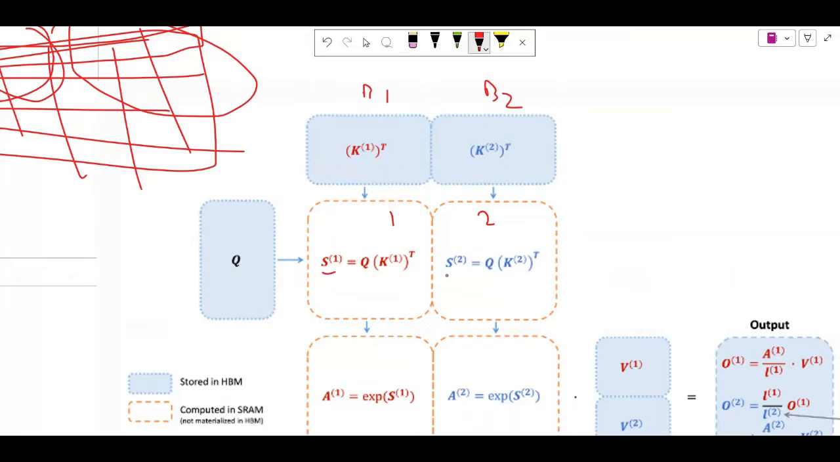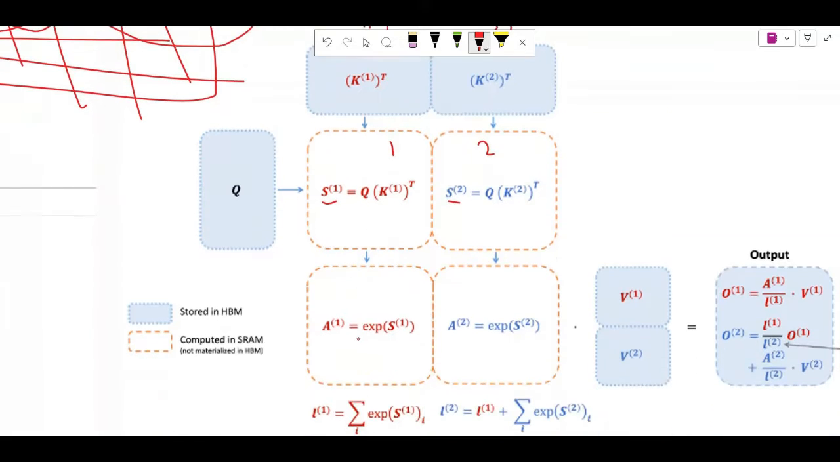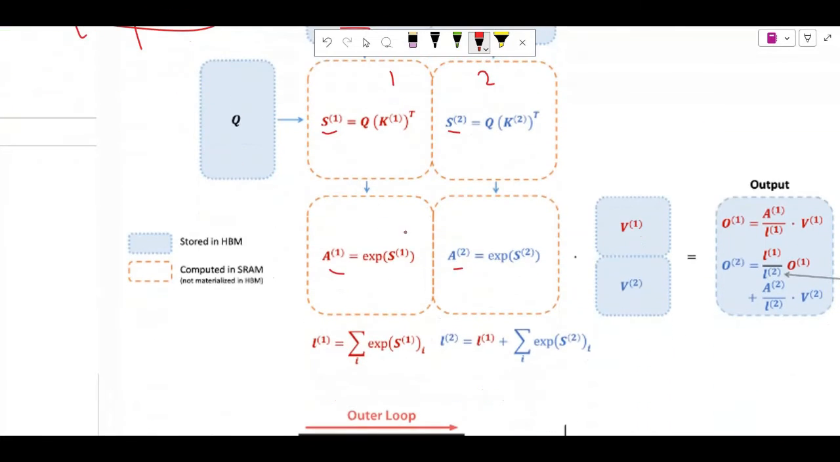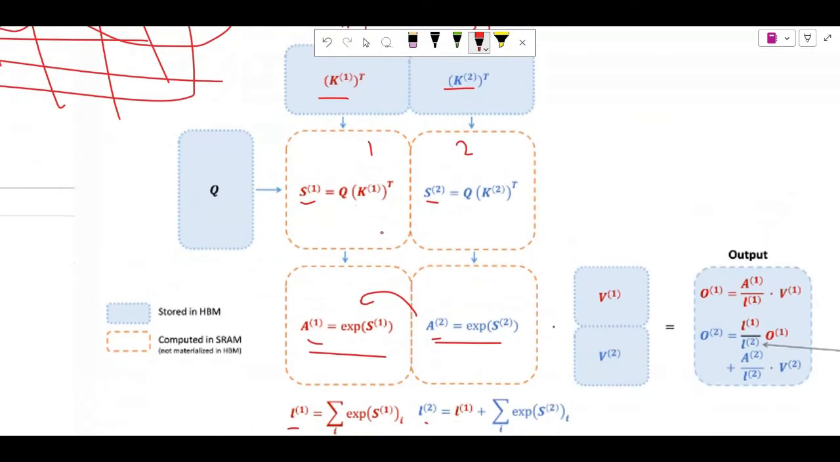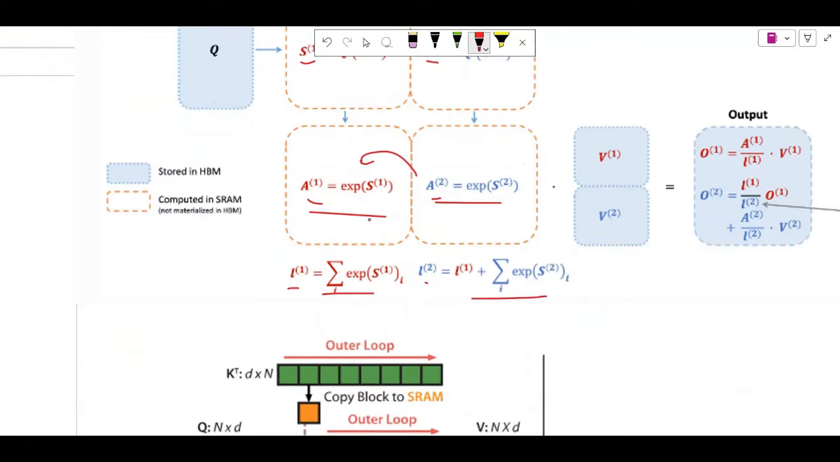You calculate the scores for the first block, you calculate the scores for the second block, there's no problem. You calculate the softmax for the first block and for the second block. This is a local softmax: the softmax for these tokens and the softmax for these tokens. This is not the actual softmax that you want to calculate, which takes into account all the tokens. Then you do a dot product, and you also calculate some extra statistics. You calculate L1, which is the sum of this thing, and L2, which is the sum of this thing. All this happens locally, but you also store some extra statistics, the sum.